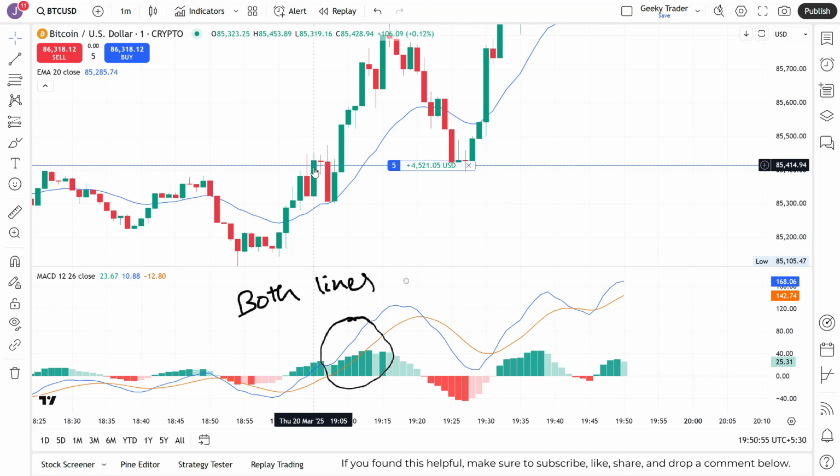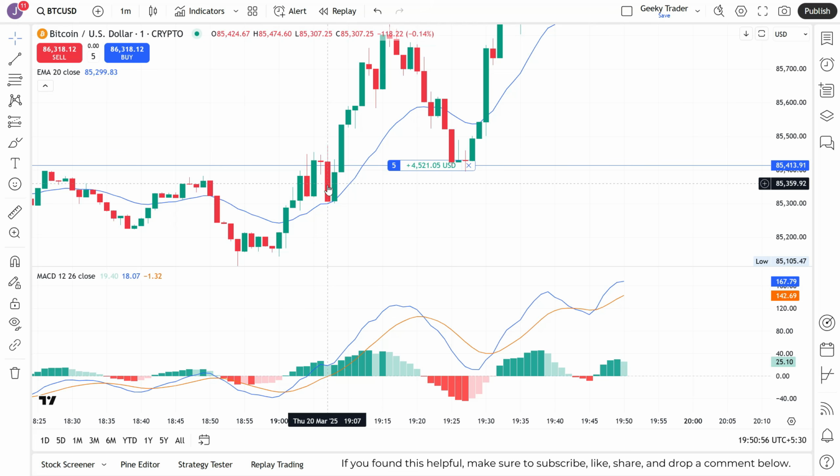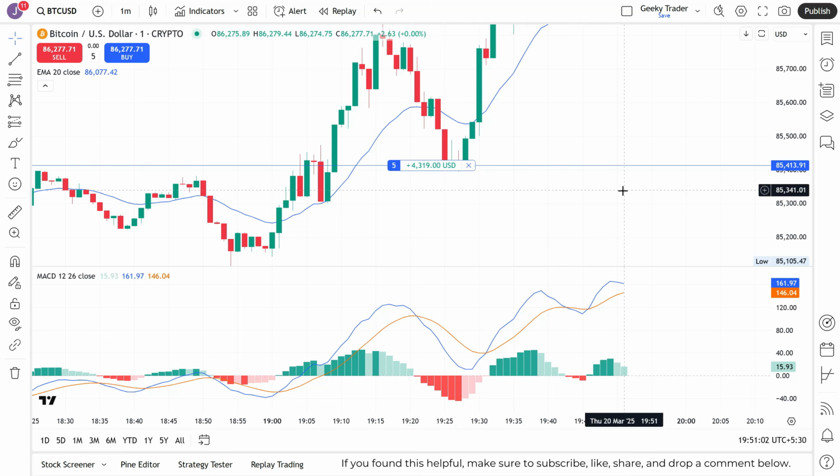Here's what I was looking for. Both the MACD blue line and the signal line orange remained above the zero level, confirming that bullish momentum was still strong. The price pulled back to the 20 EMA blue line, which acts as a dynamic support level in an uptrend. Now, instead of entering too early, I waited for a clear bounce off the 20 EMA. The moment I saw the price reacting positively and moving back up from the EMA, I took my buy position. Now let's see how this position plays out.